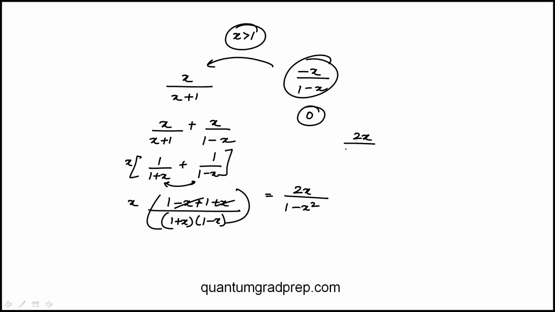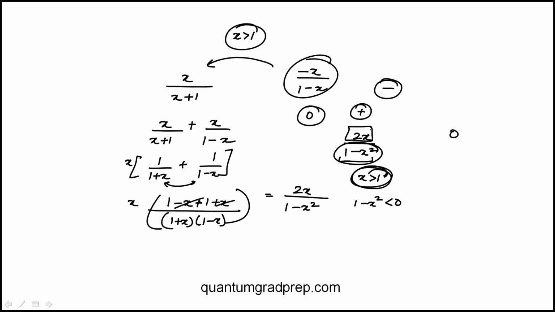So the equivalent question is, how does this compare to 0 when x is a number greater than 1? Okay, so that's positive, and this is going to be negative, because 1 minus x squared, if a number is greater than 1, x squared would be greater than 1, and so that difference would be negative. So I know that quantity A would be negative and would be less than quantity B. So the answer is B.